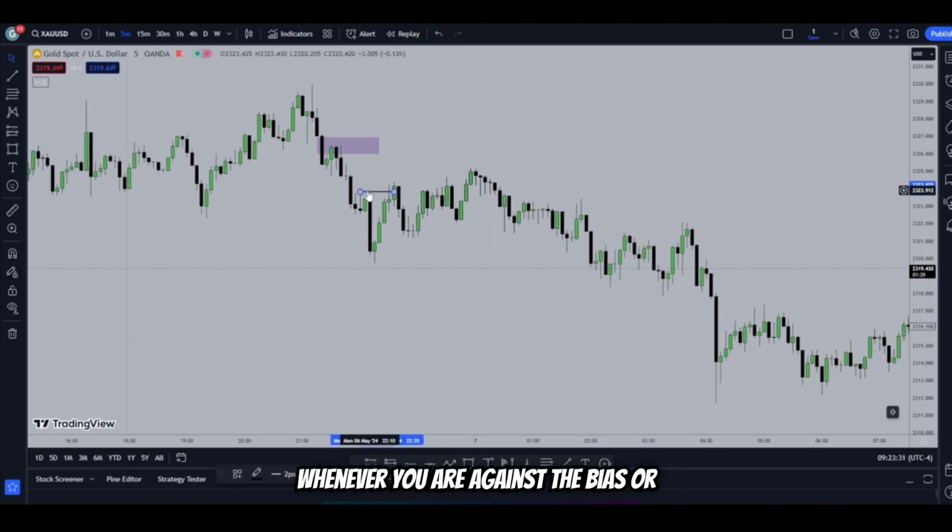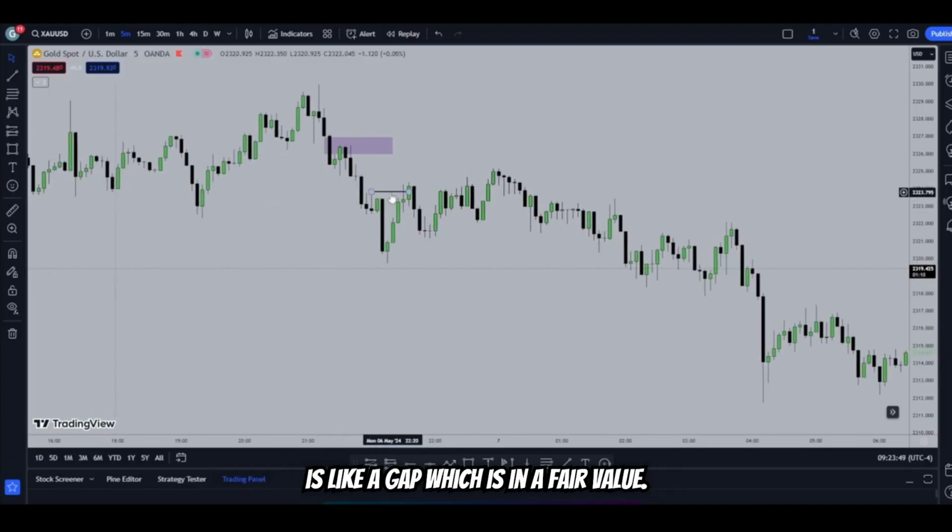Whenever you're against the bias or against the order flow, your fair value gap will not work. The same goes with the order block. Only when you're with the order flow or you have a good narrative of a higher time frame will your order block or fair value gap work. A fair value gap is a gap which is in a fair value. If you're looking for buys, it's a gap which is in a discount zone.